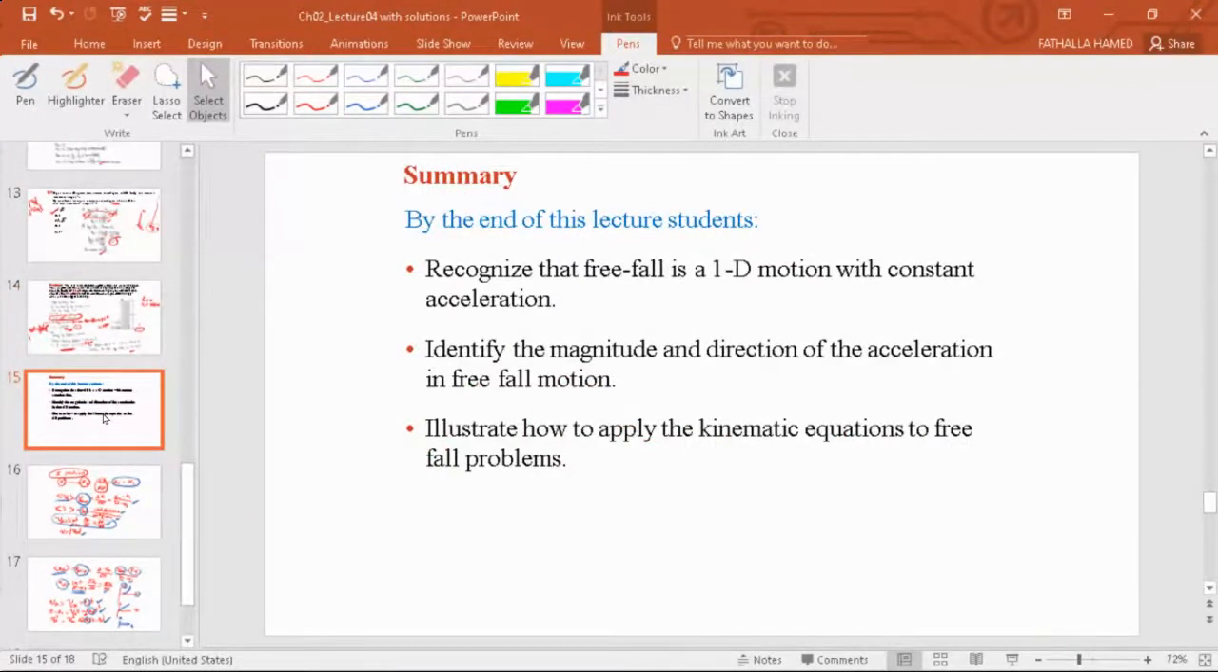So what we've done in this lecture, we basically dealt with free fall in one dimension with constant acceleration, and we took this acceleration due to gravity, and we said that ay is equal to minus g, and g is equal to 9.8 meters per second squared. But in our equations, we used ay is equal to minus g.